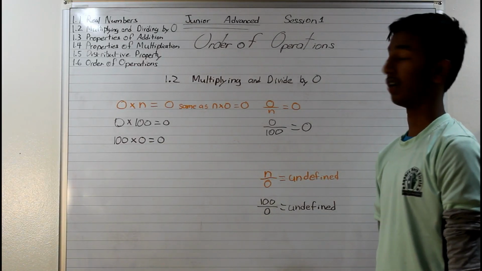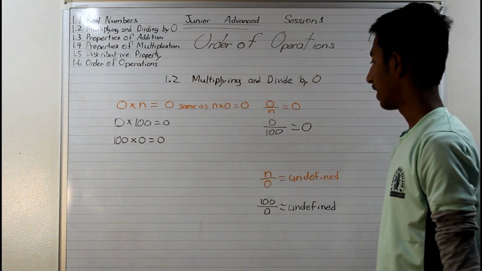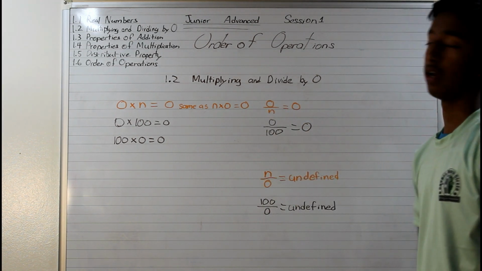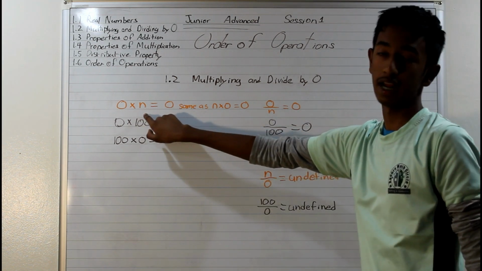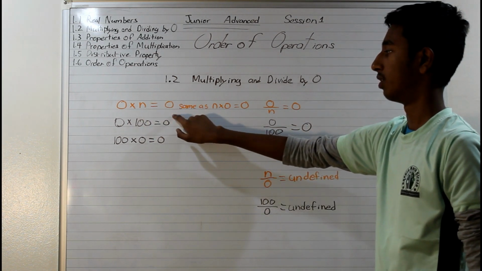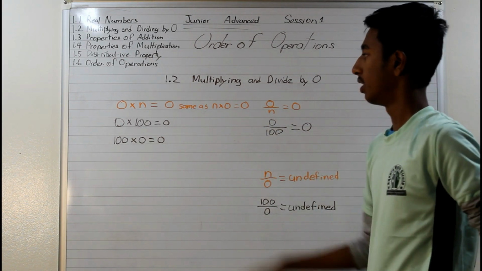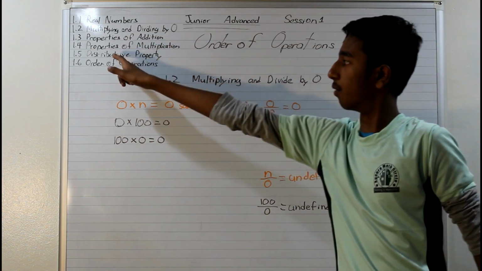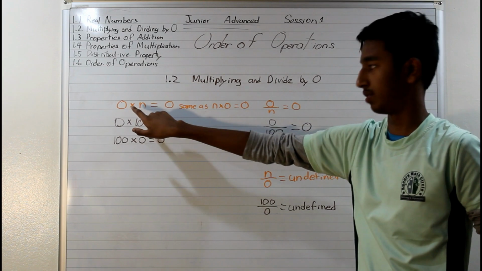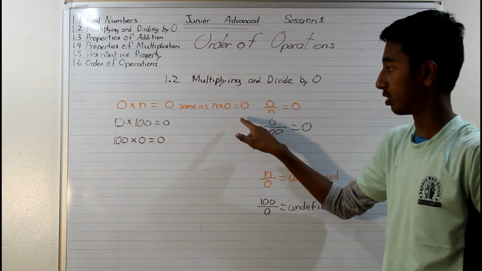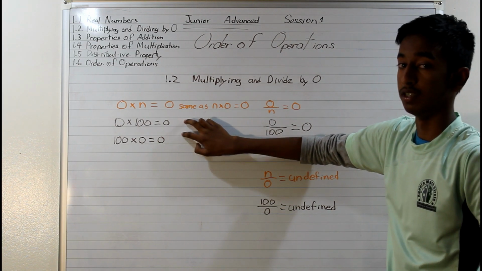1.2, multiplying and dividing by 0. So there's 3 major cases that happen when you do multiplying or dividing by 0. 0 times any number n equals 0. So no matter what you multiply by 0, it's still 0. Now, we'll also in 1.4 see that n times 0 is the same thing as 0 times n, and therefore that is also 0. So no matter what you multiply by 0, it will always be 0.